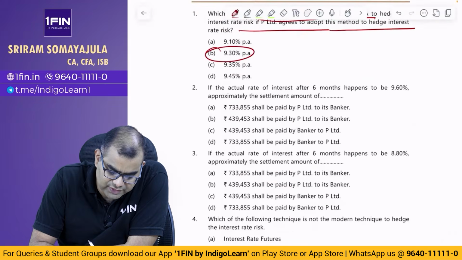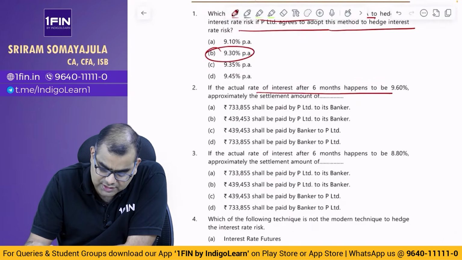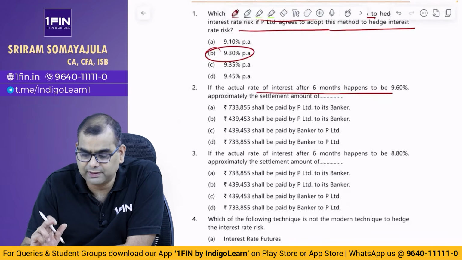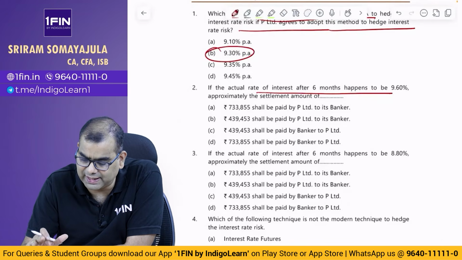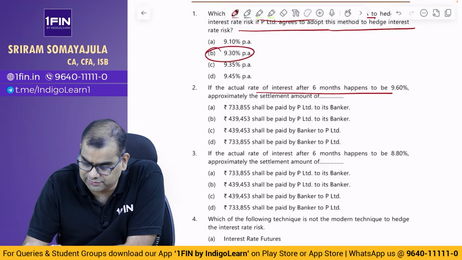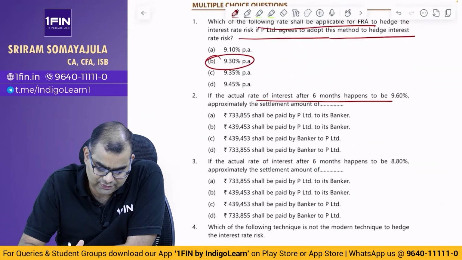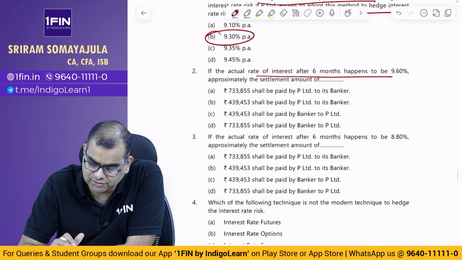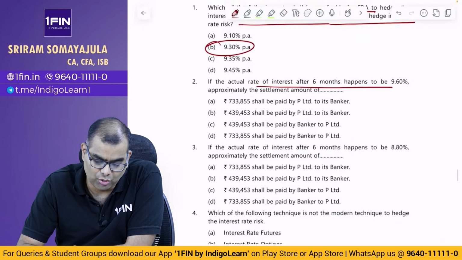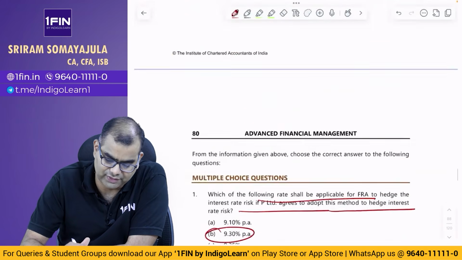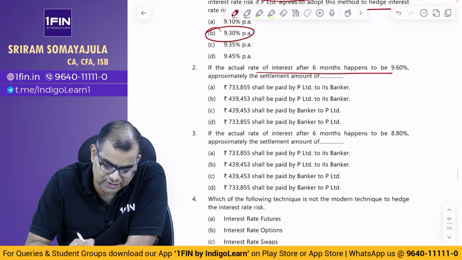Then if the actual rate of interest after 6 months turns out to be 9.6, what is the settlement amount? So on 60 crores, 3%, that makes it 18 lakhs. 18 lakhs by 2, because it is for half year, no, not by 2, by 4. By another 2. 4,50,000, because the loan is only for 3 months, no? By 4, 4,50,000. And see, you need not solve everything.